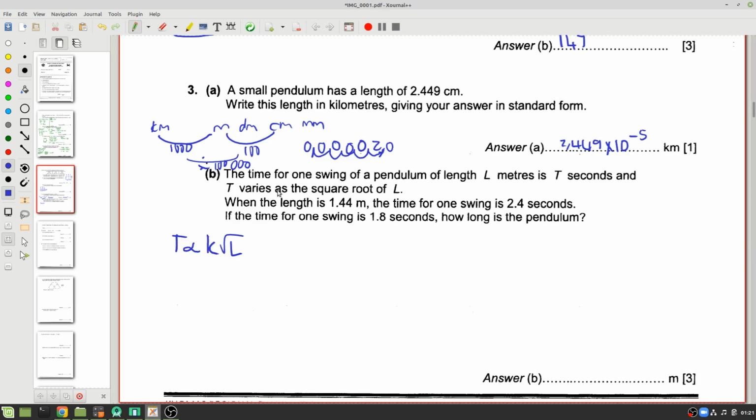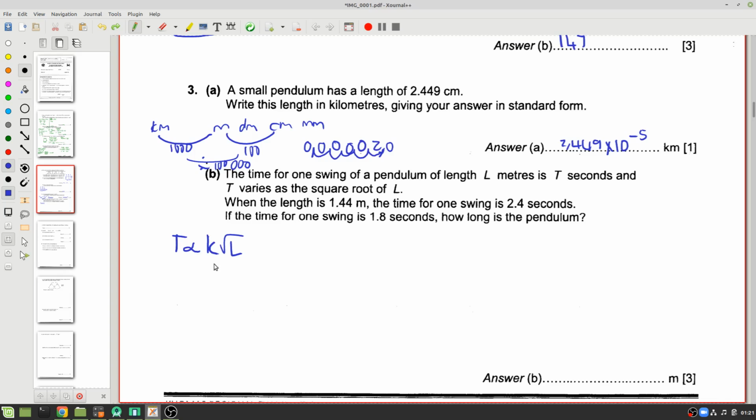If they said it varies inversely with the square root of L, then we would have t varies inversely with the square root of L. So these are your two options. This is just varies or varies directly, and this is varies inversely or indirectly. Okay, so we have this formula.